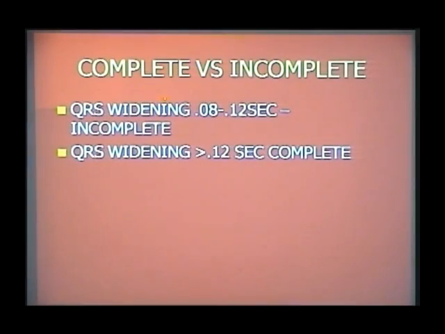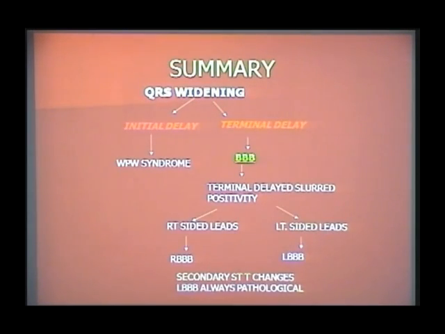It can also be a complete right bundle branch block or an incomplete right bundle branch block, depending upon the QRS widening. If the QRS is just widened, just 3 squares, it is called incomplete bundle branch block. If the QRS is widened more than 3 squares, it is complete bundle branch block. So incomplete or complete depends upon the QRS width and duration. So this is your summary of bundle branch block.